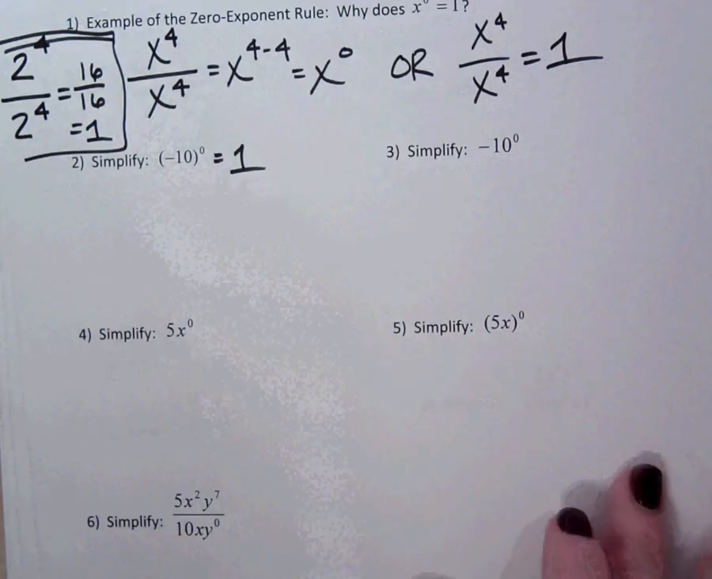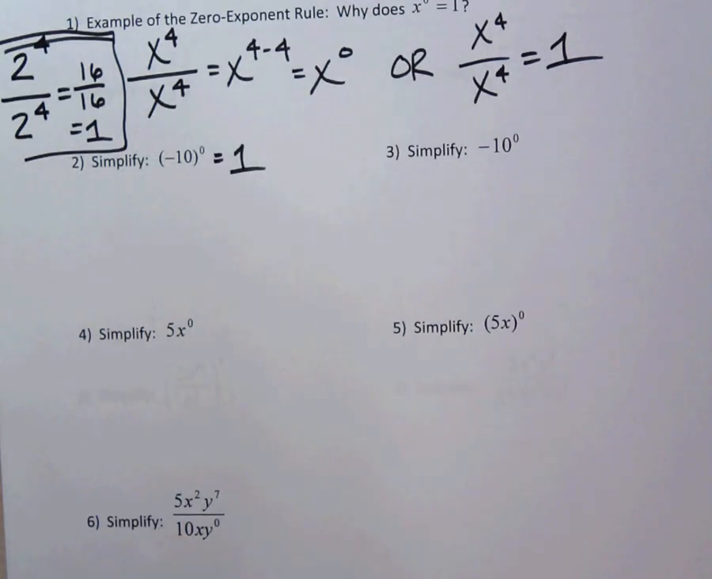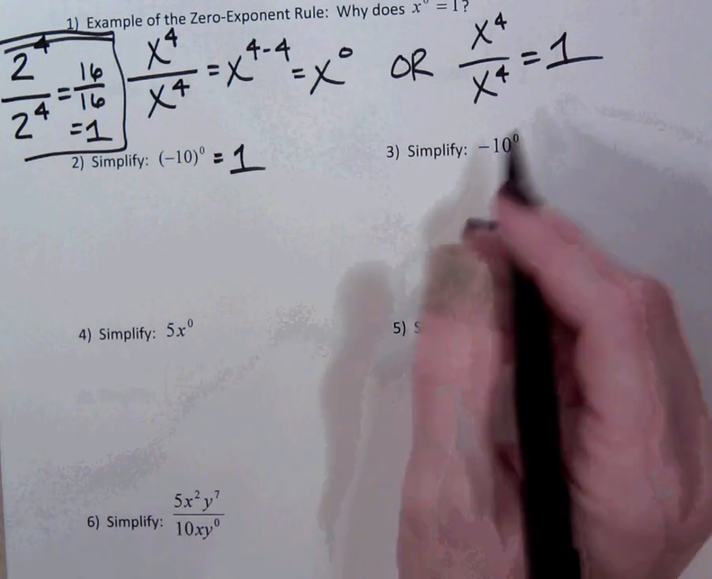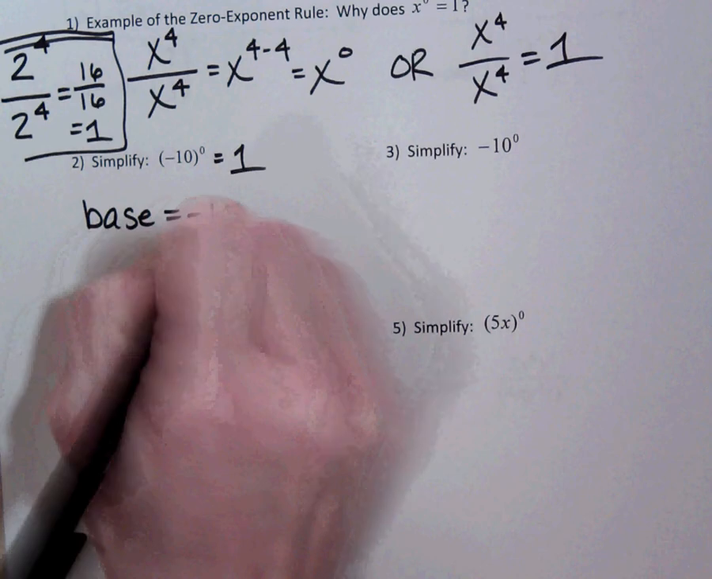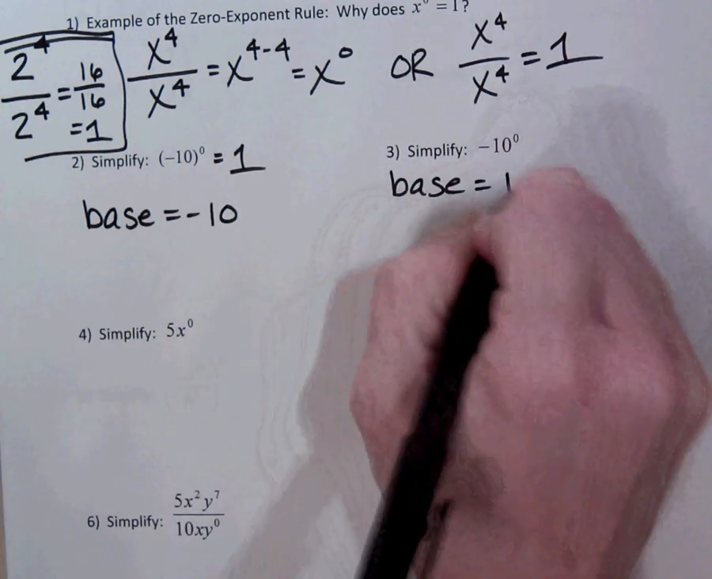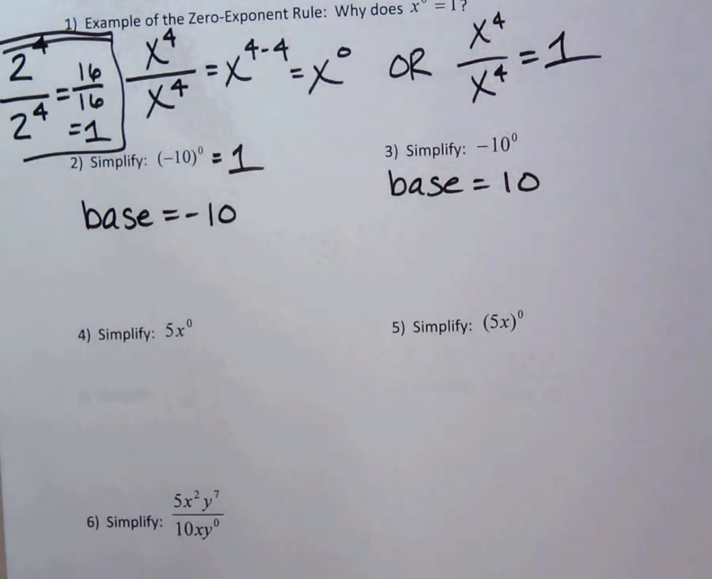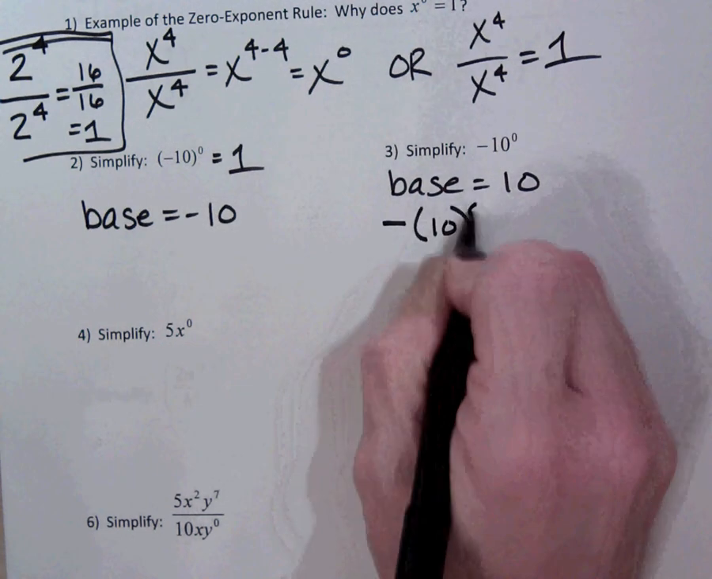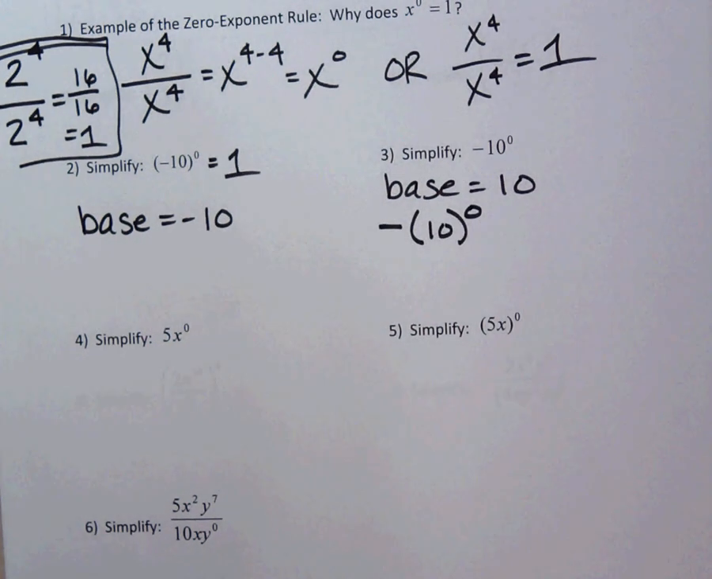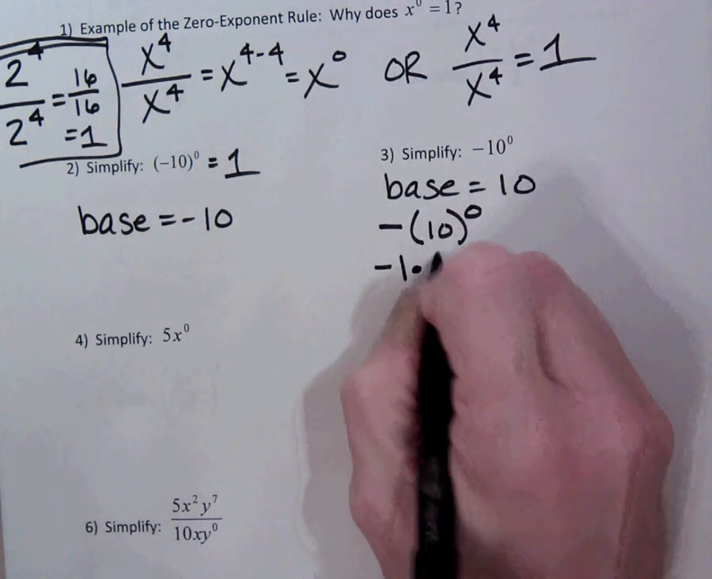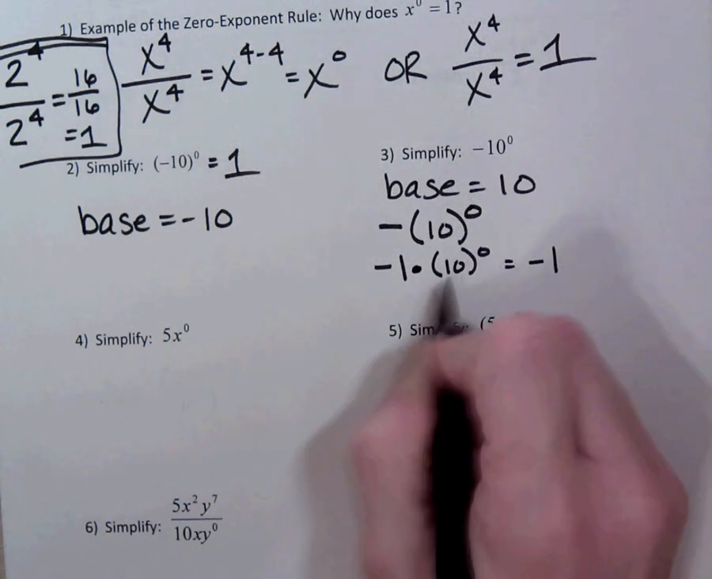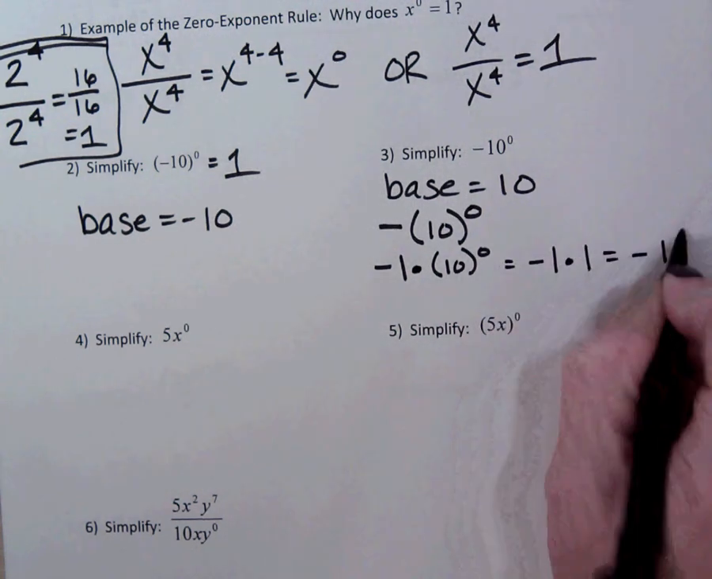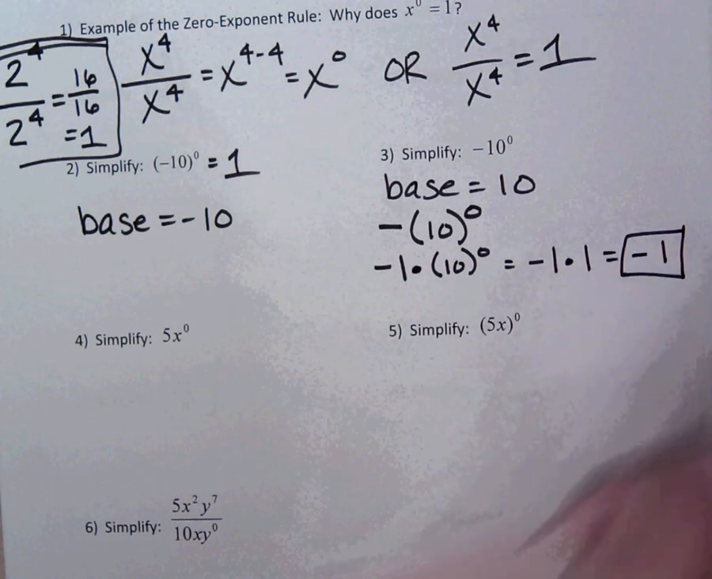Now let's look at number 3. Number 3 looks very similar to number 2, except number 3 does not have the parentheses. The difference is that in number 2 the base was negative 10. In number 3 our base is just 10. The only thing being raised to the 0 power is 10. The negative sign is not part of the base. This is the same as having a negative 1 times 10 to the 0 power. Well, 10 to the 0 power is 1, so this answer is actually negative 1.